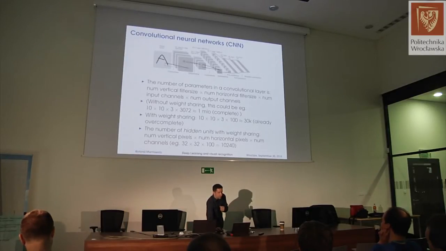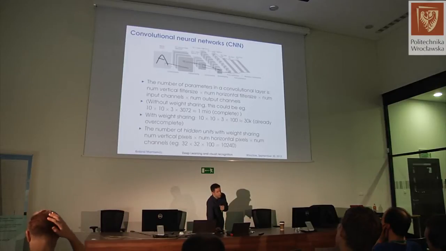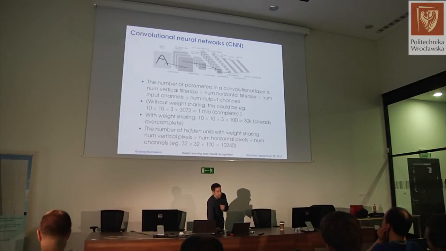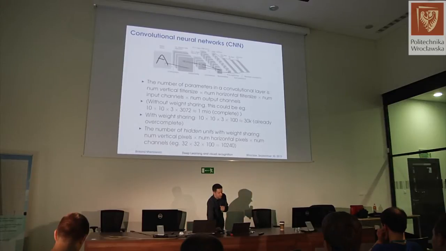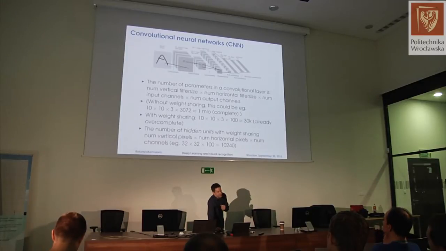So what we get rid of by comparison to the fully connected net, if we don't use weight sharing, is 32 by 32 by 3 turns into 10 by 10 by 3, which is just 300 as opposed to 3,000. So we get an order of magnitude better, right? We get 1 million parameters versus 9 million. Which is kind of nice, it's an order of magnitude, but it's not extreme.